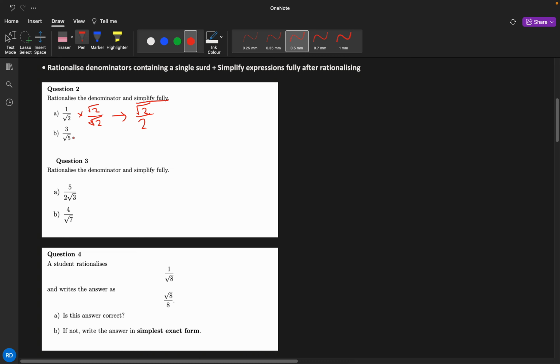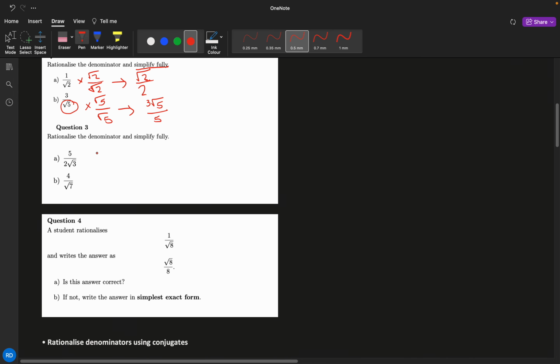We'll do this one now. So you've got root 5. So we're going to multiply by root 5 on root 5. So you're going to have 3 times root 5 over 5. So these ones are pretty simple, and then further on it'll get a bit trickier. So question 3, we're just doing the same thing, rationalizing and simplifying fully.